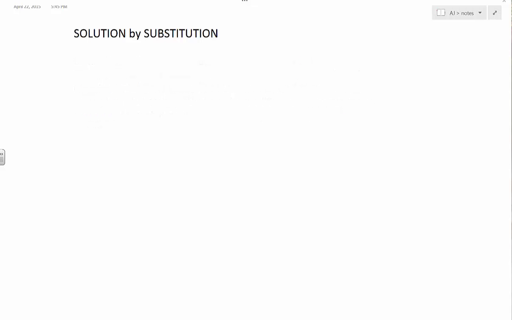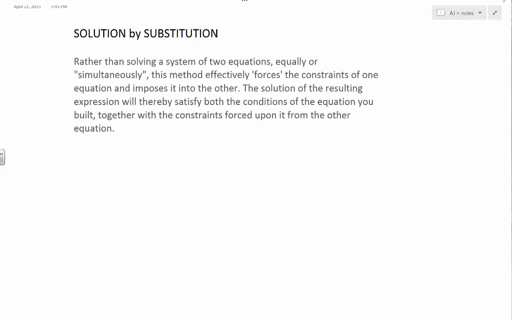In this video we're going to look at solving a system of equations by another method called substitution. In elimination, you effectively try to solve both equations at the same time in an equally balanced kind of way. In this method, substitution, what we do is force the constraints of one equation and impose it into the other. The solution of the resulting expression will thereby satisfy not only the equation that you plugged it into, but it also holds the constraints of the first equation, so it will solve both at the same time, but you effectively only solve one equation.